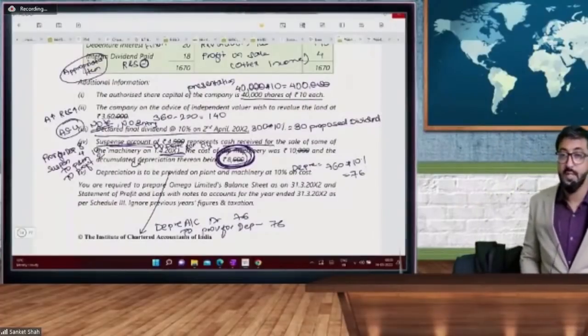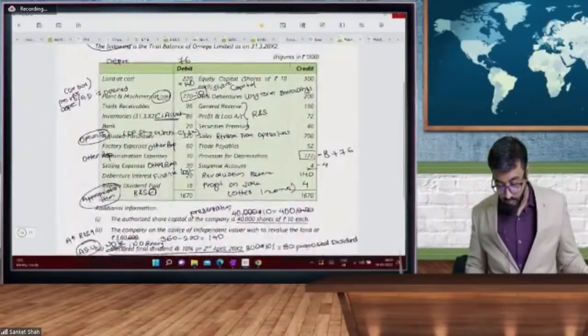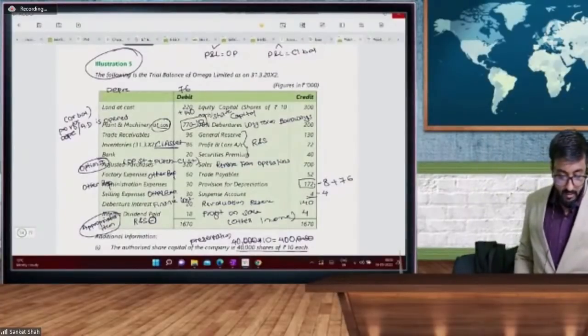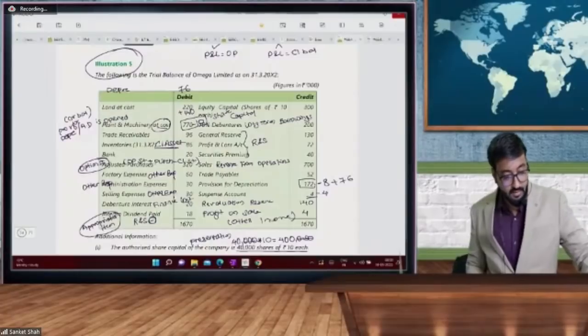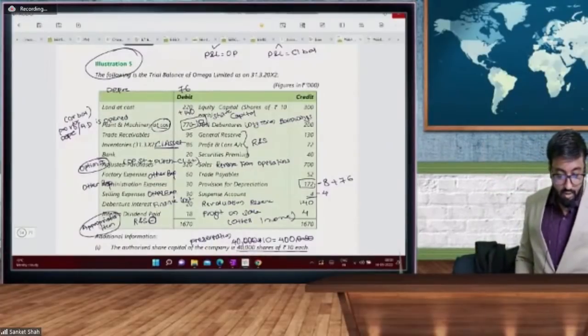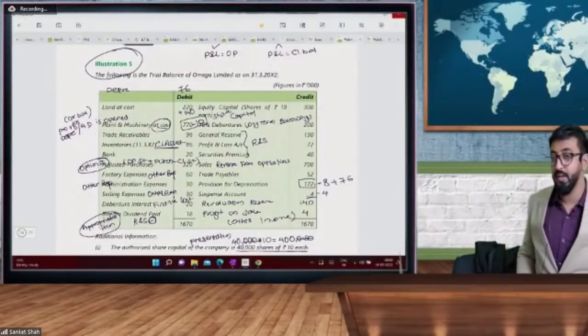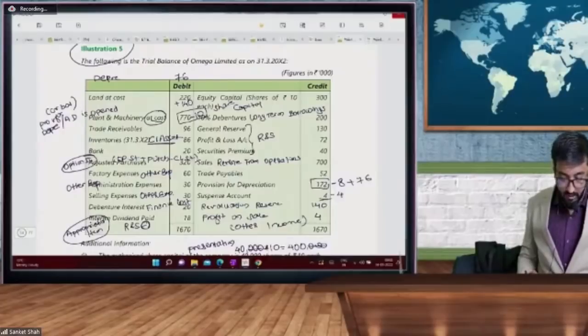Over beta, all concept clarity over. We are going to solve this question in the notebook. Chalo, so come to the notebook. Illustration number 5. Write down in the notebook with me. This is the first question, so we will write it in the notebook, beta. Yes, I will show you how to present it in exam.